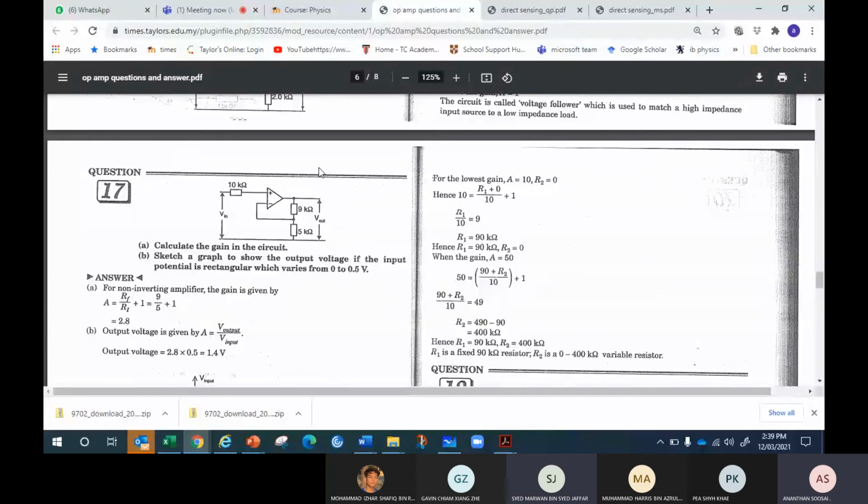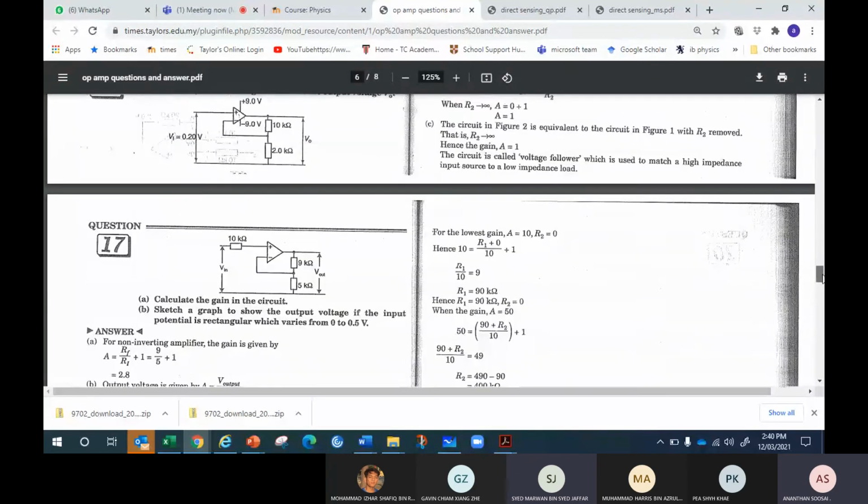Okay. What is the gain formula for this? 1 plus RF over Rin. Which one is RF and which one is Rin here? The 9 is RF. The 5 is Rin. Okay, remember, when doing feedback, the first resistor exposed is RF, and the second one is Rin. Okay, that is the non-inverting amplifier.